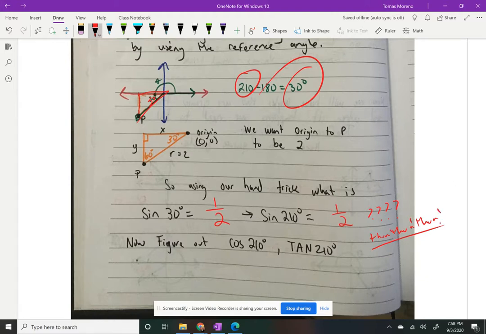What I want you to do right now is pause the video, find somebody from the class, and text them. Does it stay 1/2? Does sine of 210 stay 1/2 just like sine of 30? It's very interesting. Let's see. Ready, set, go. Your friend should have told you no, it does not stay 1/2.